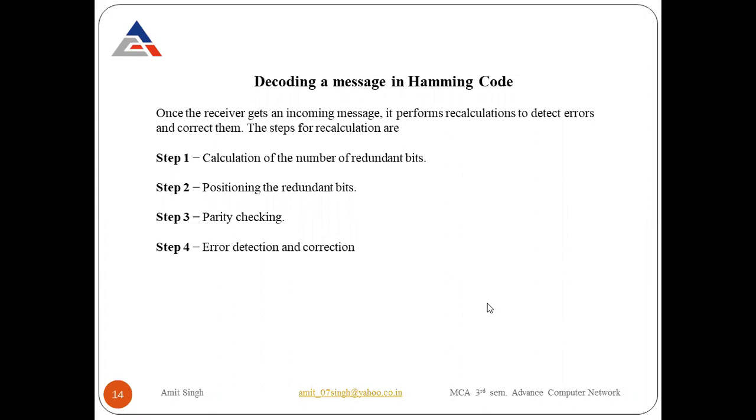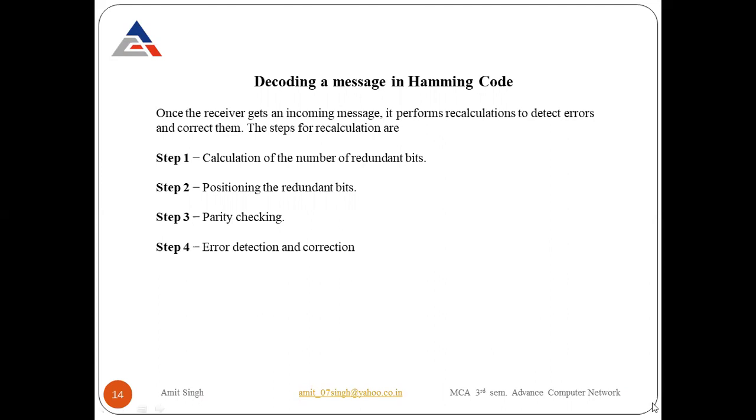Now, at the second step, positioning the redundant bits. Now, the receiver checks the position of these 5 bits in the particular frame format. Third, parity checking. Now it can check the parity. Parity means either the even parity is there or the odd parity is there. At the fourth step, error detection and correction.